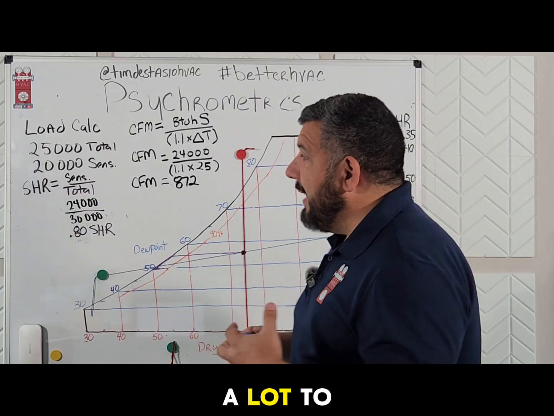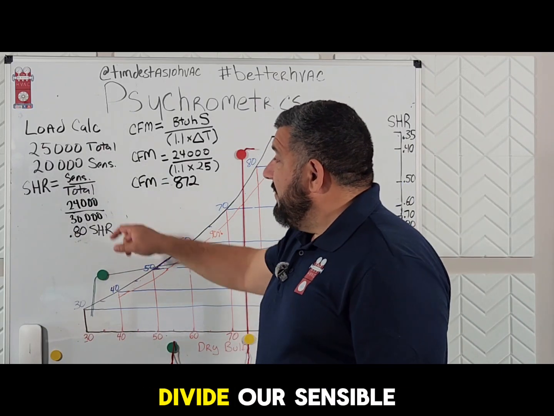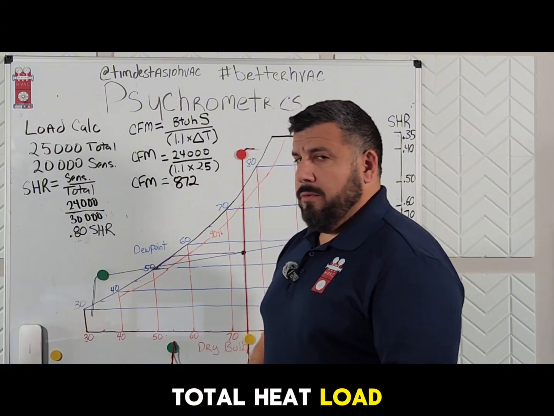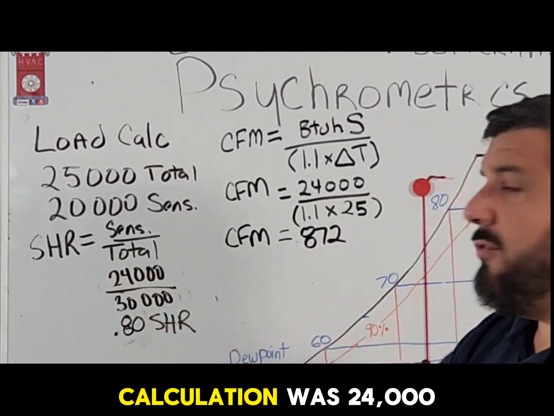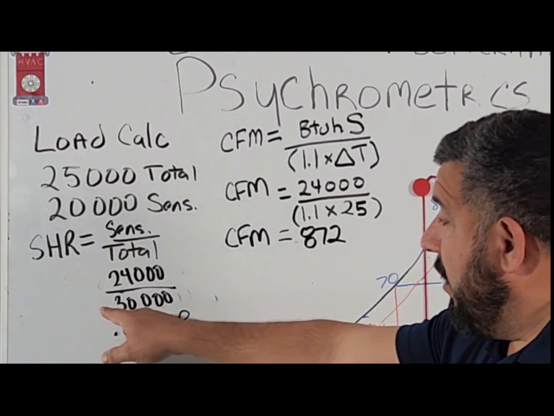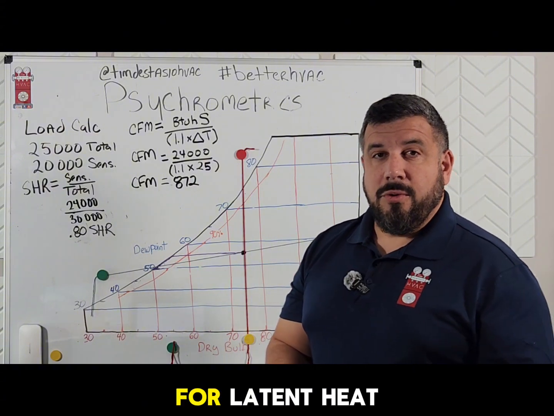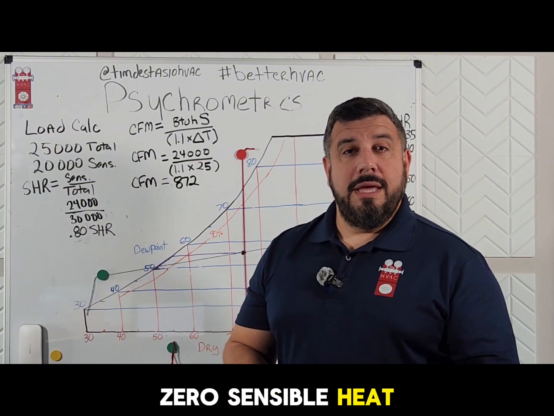We still have a lot to learn about sensible heat ratio. Of course, that is when we divide our sensible load by our total heat load. So let's take, for example, our sensible load in our load calculation was 24,000. Our total load was 30,000. That, of course, just leaves 6,000 for latent heat. That gives us a 0.80 sensible heat ratio.